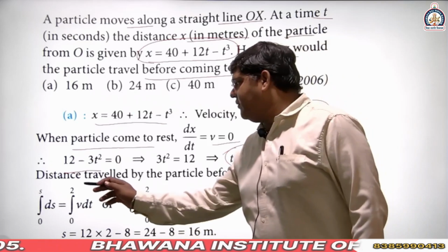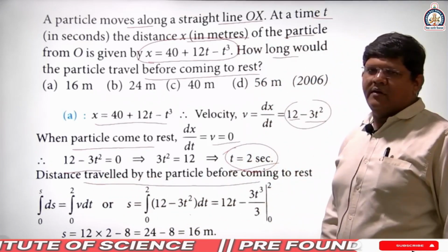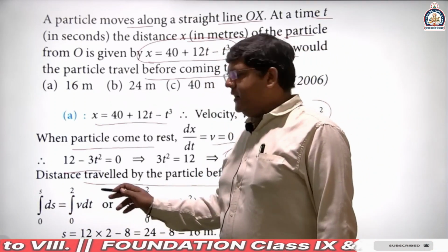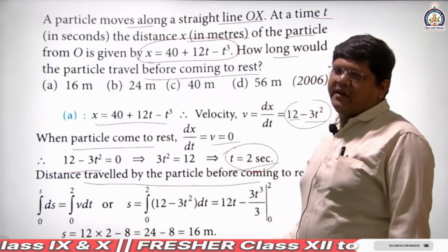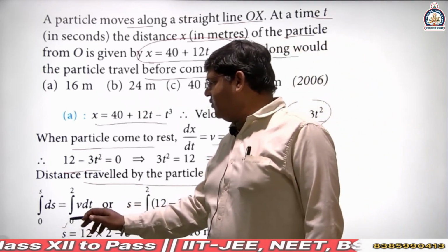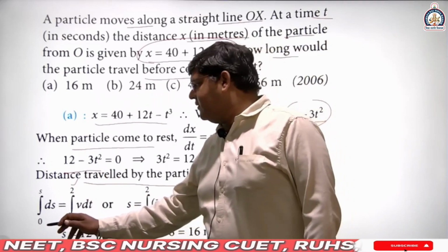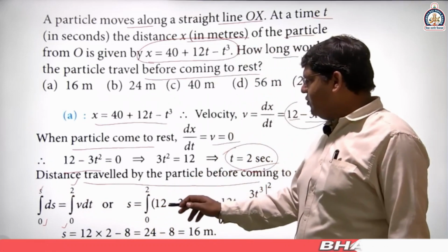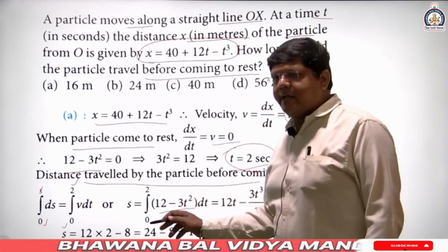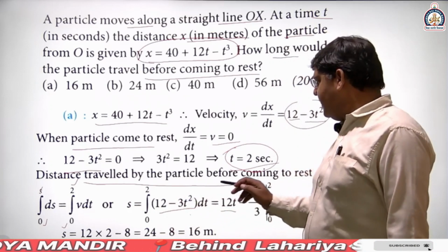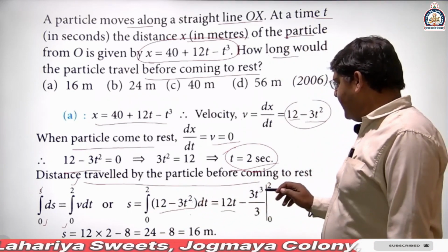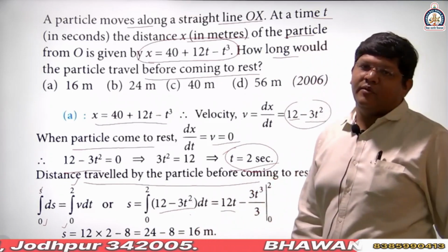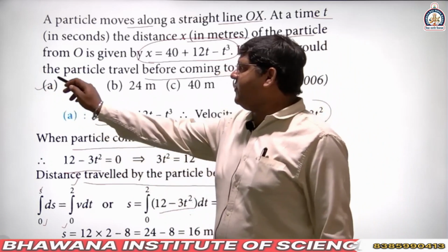Now we have to calculate the distance traveled before coming to rest. So distance is the integration of ds equal to the integration of v dt, and according to the question, in 2 seconds it comes to rest. So the initial time is 0 and final time is 2, and the distance is initially 0 and finally s. Solving for s, we get s equal to the integral from 0 to 2 of (12 minus 3t square). Now integrating, 12 becomes 12t and minus 3t square becomes minus 3 times t cube by 3. Applying limits 0 to 2 and solving, we get 16 meter. That is our required option number A.